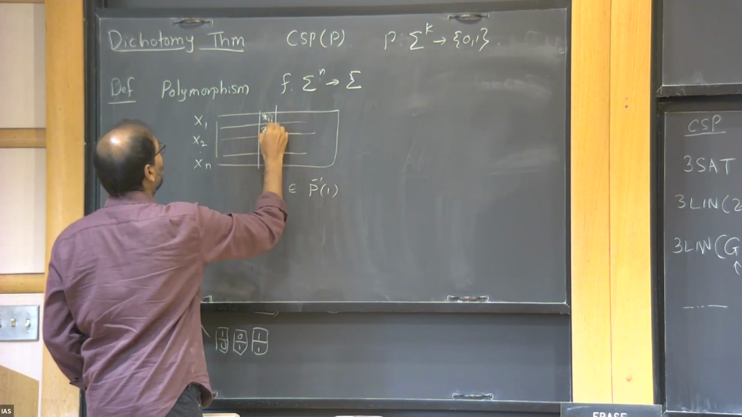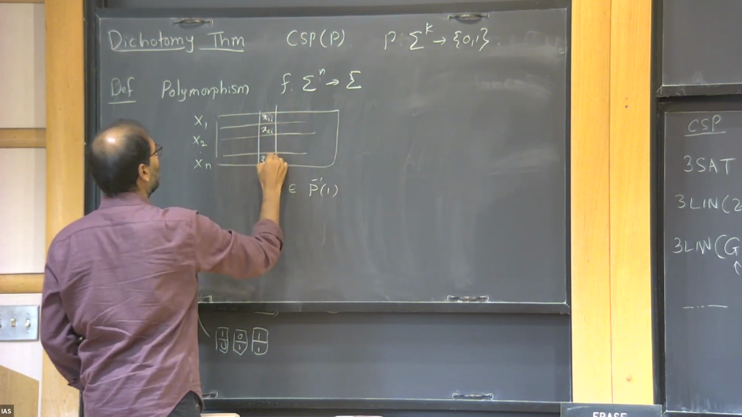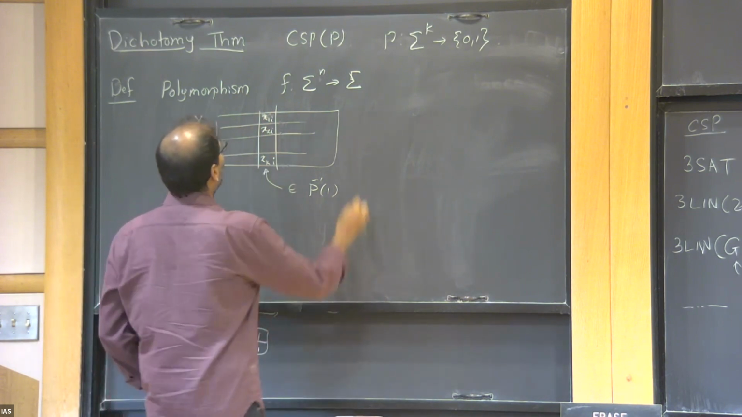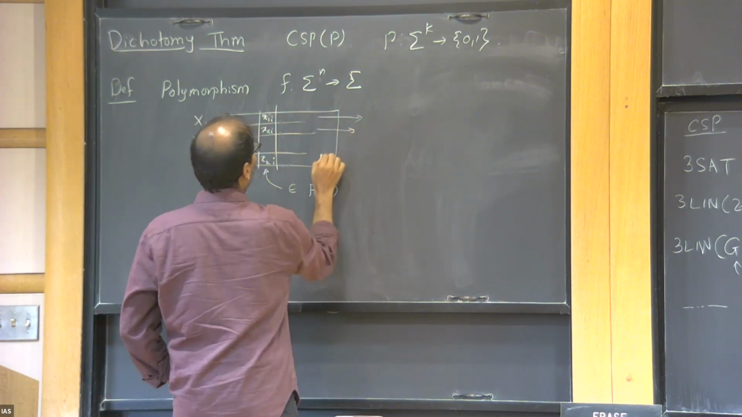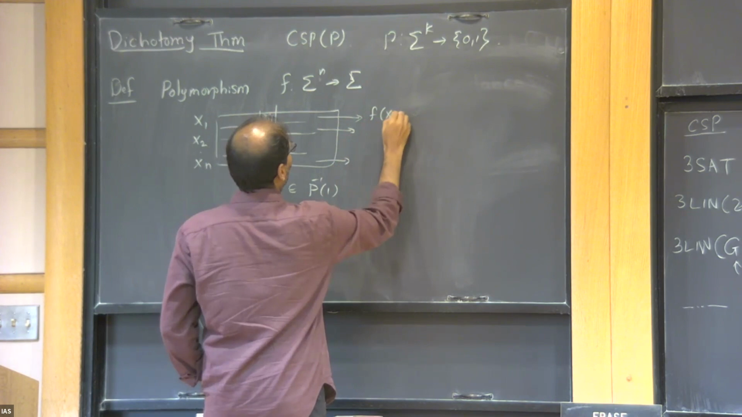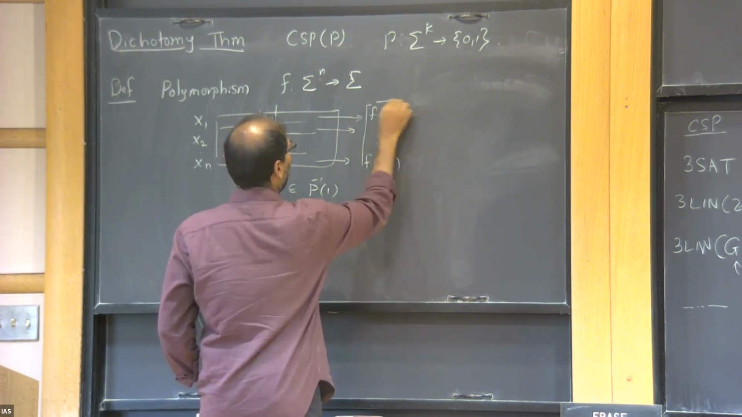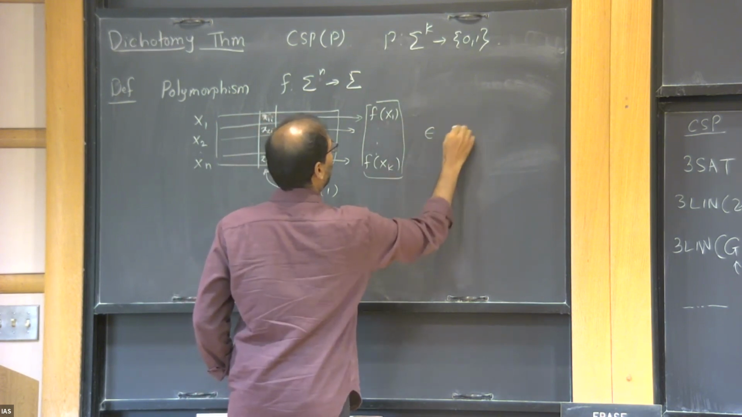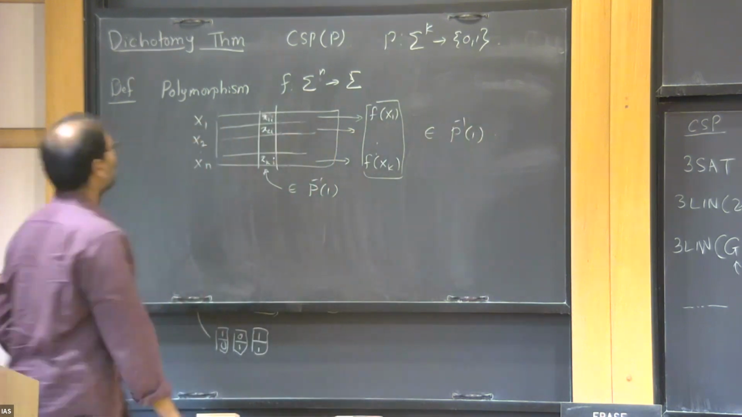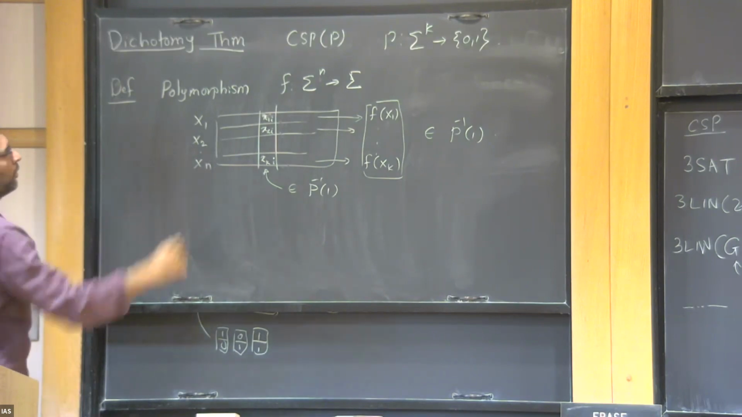X1i, X2i, xki. Okay, right. And if I apply f row-wise, f of x1 up to f of xk, then this output column is also a satisfying assignment. So this is what a polymorphism is. It may or may not exist depending on the predicate.